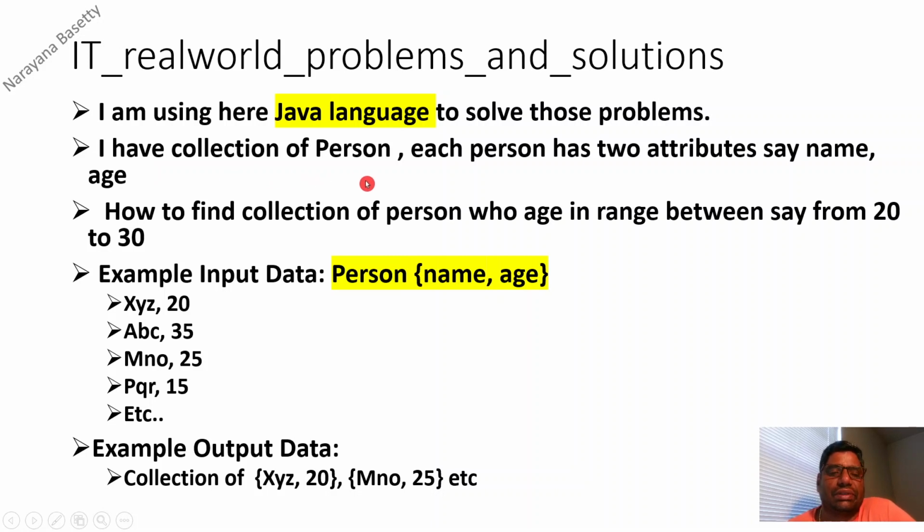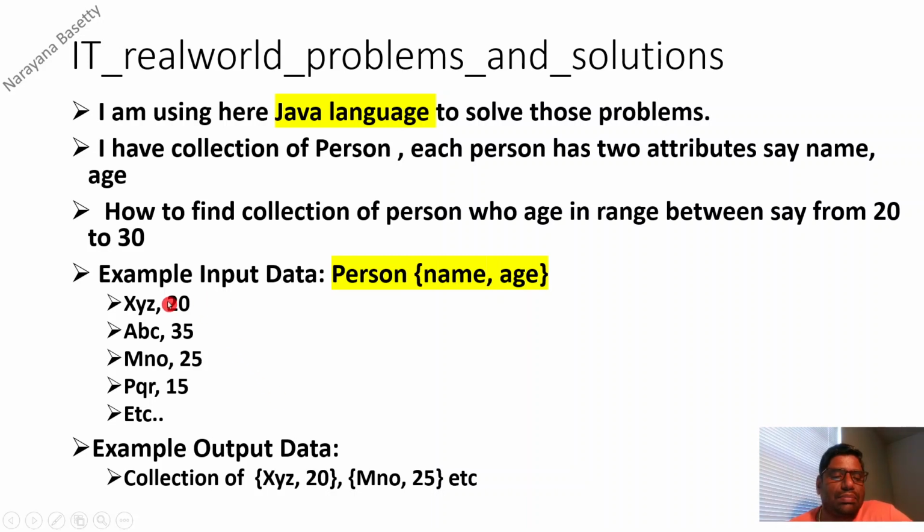I have a collection of persons. Each person has two attributes, for example, name and age. I want to find the collection of persons whose age is in the range between, say, 20 to 30. Say from the big bunch, I want to filter only specific age-based range data. So I am going to apply partition of data here, because from the big bunch I want to form only the specific set, which is of a partition kind.